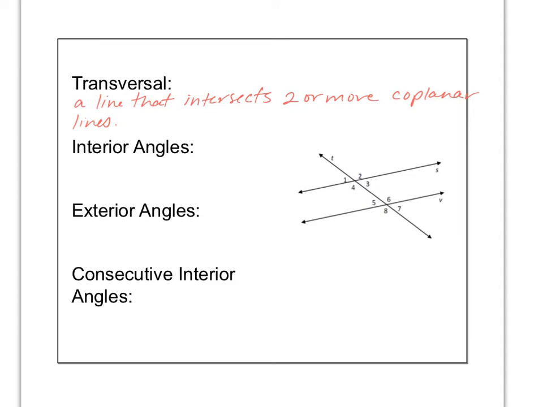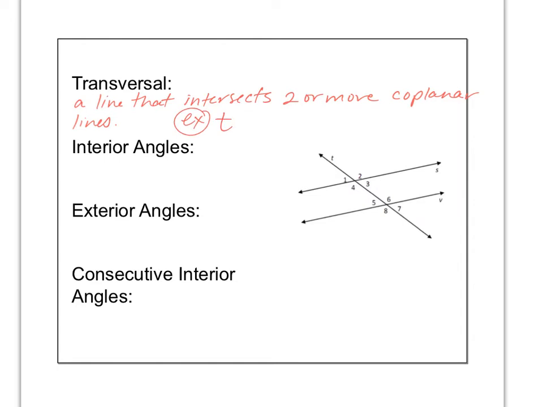In the drawing here, T is the transversal. So T is this line right here. It cuts through S and V. Therefore, it is a transversal. It intersects two or more coplanar lines. So an example would be line T.